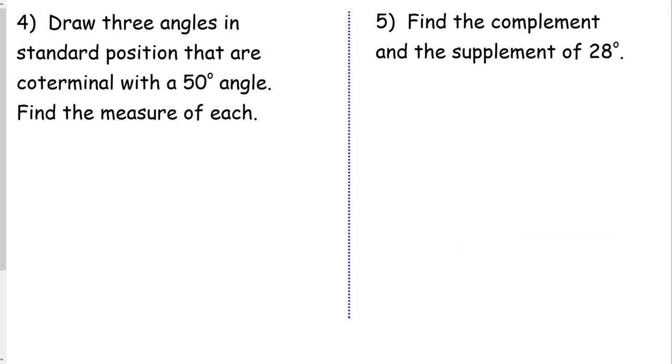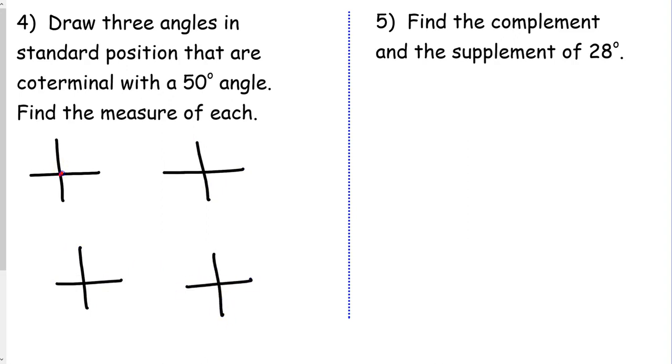Okay, number 4. Draw 3 angles in standard position that are coterminal with a 50-degree angle. So I'm going to start by drawing my 50-degree angle just approximately, and then 3 more that are coterminal with it. So 50 degrees would be roughly like that, let's say. Okay, so I want 3 angles that have the same initial side and the same terminal side. However, the degree measure has to be different, not 50.